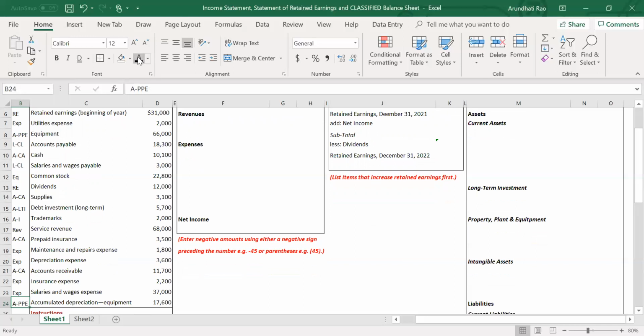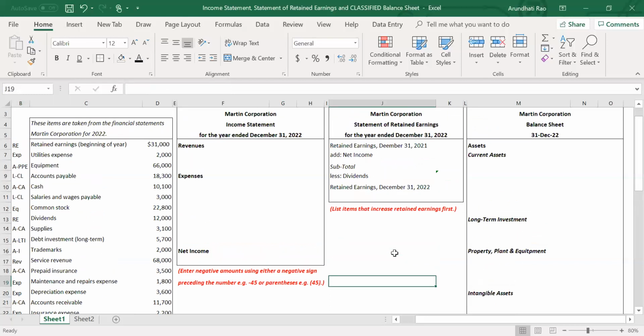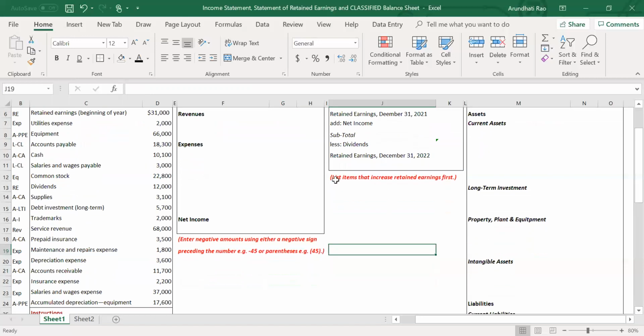So I'll put it as an asset, property, plant, and equipment. Technically, it's a contra asset account. In a subsequent chapter, we'll go over that at great length. So now that I have that laid out, I'm ready to prepare my 3 financial statements.